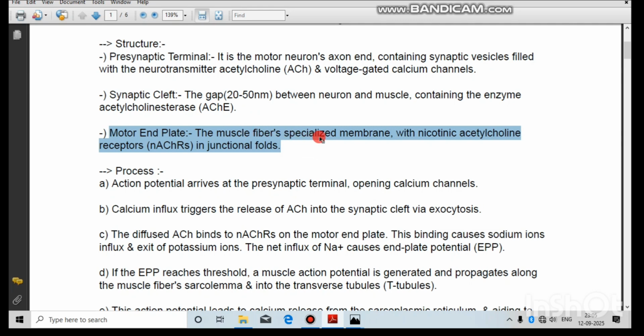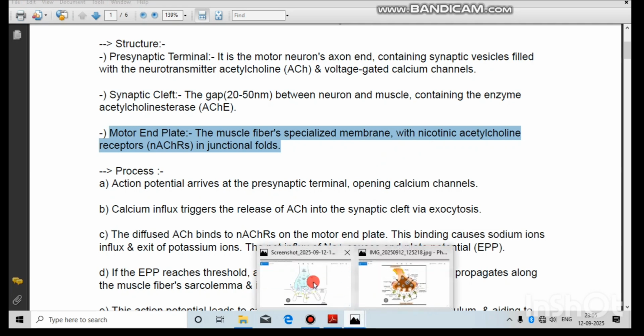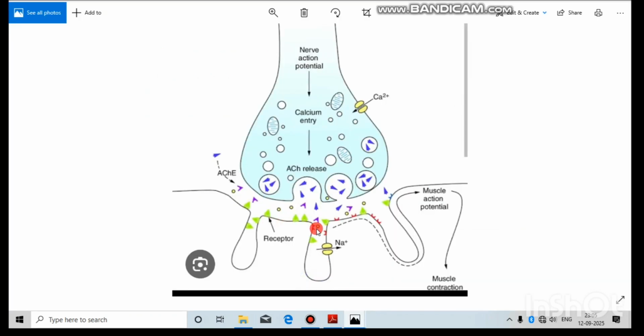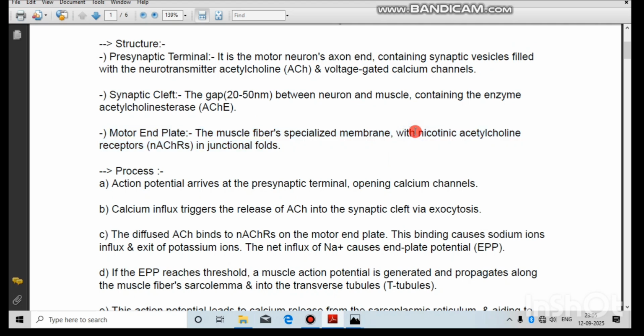The third part of the structure is the motor end plate, that is the muscle end. The muscle fibers have a specialized membrane, also known as the sarcolemma. It has some specific receptors on it. As you can see, these green color receptors are called nicotinic acetylcholine receptors, in short nAChRs, in your junctional folds. So this is all about the structure of the NMJ.